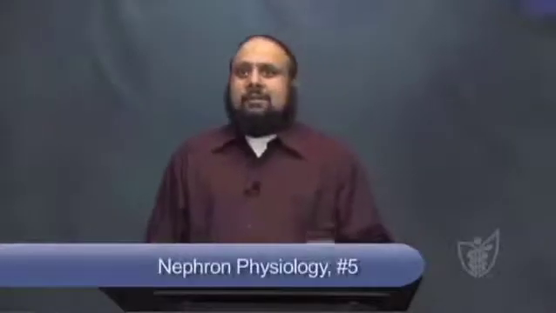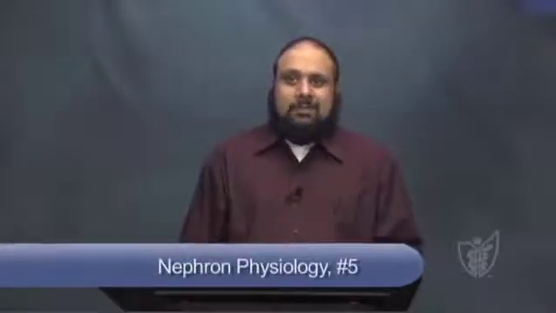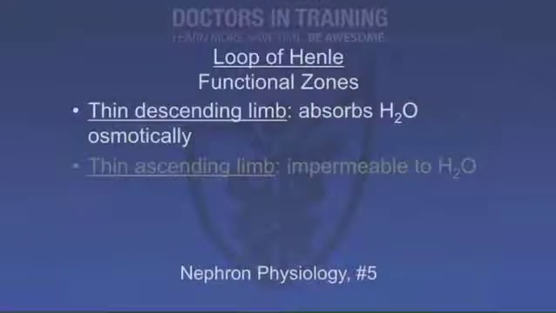At any rate, the loop of Henle is the primary part of the nephron that dips down into the medulla of the kidney. Now, there's 2 parts to it. There's the thin descending loop, and then there's the ascending loop. Kind of makes sense, right? We're going to go down, and we're going to come back up. The thin descending limb of the loop absorbs water osmotically because of the very hypertonic medullary interstitium.